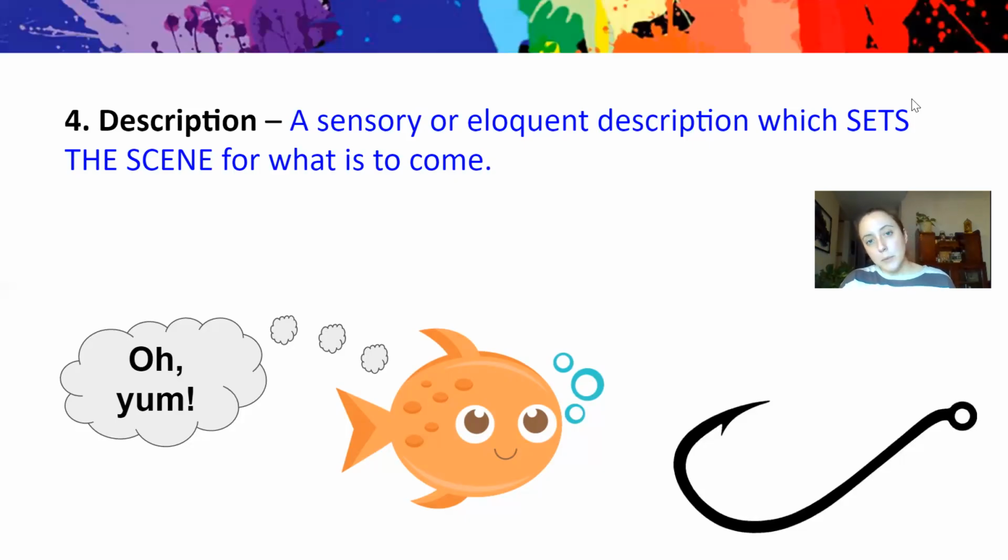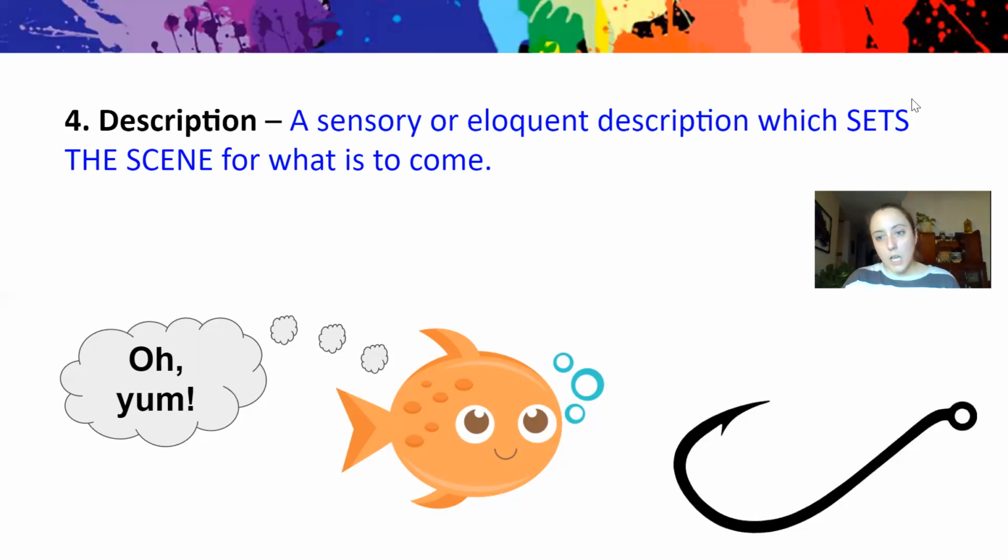Now, the thing about a description or an anecdote is that they tend to be longer. They can be maybe a whole paragraph all by themselves, whereas a rhetorical question or a quote is probably going to be more like one sentence. So if you use an anecdote or a description, expect them to be longer because that's just how they work.